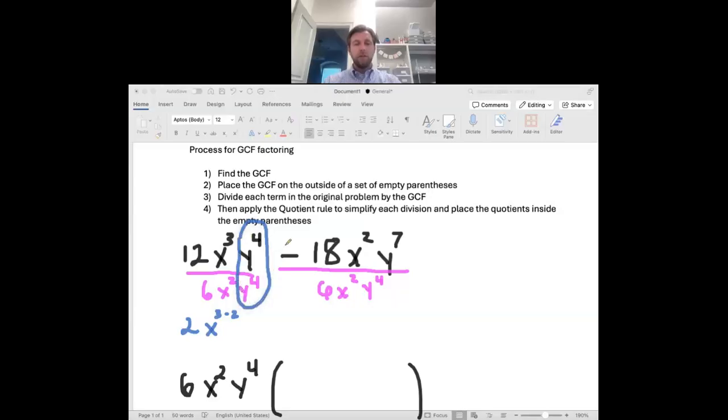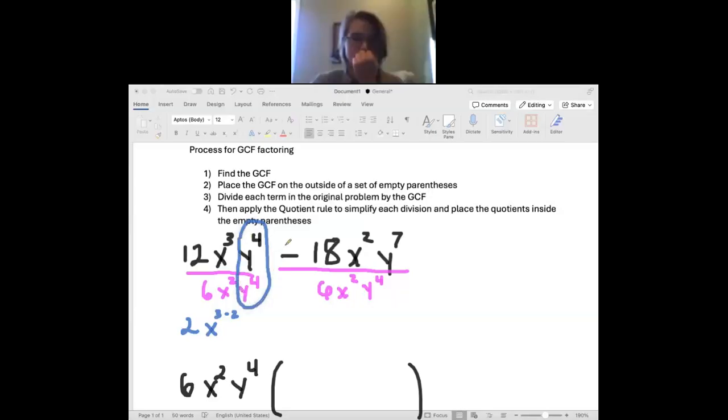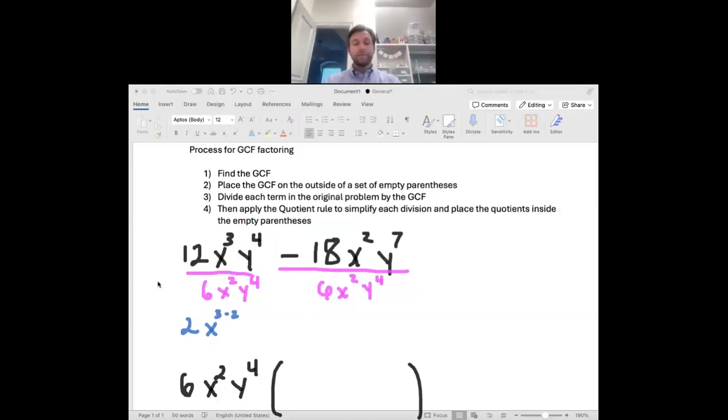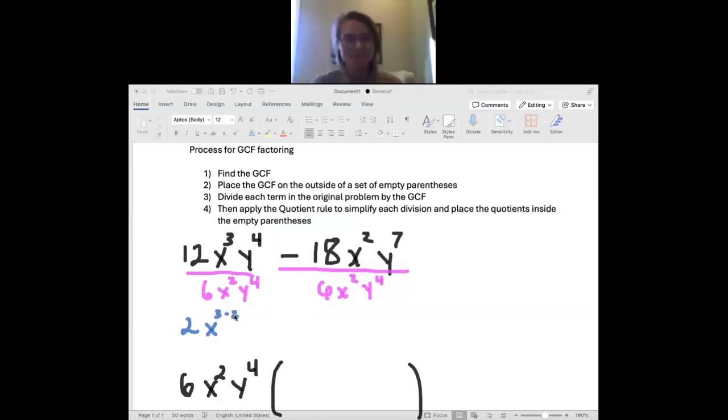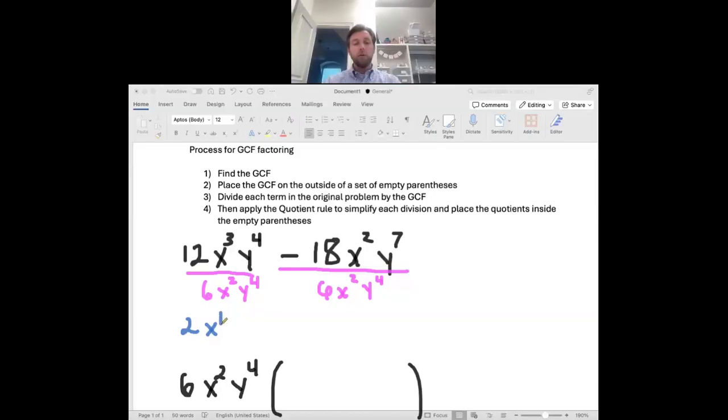Don't we do the same thing? Yeah. So let's go ahead and clean this up. 3 minus 2, we know what that is. That's going to be 1. And because it's x to the 1, what do we do with the 1? We can just drop it because it's an exponent of 1.